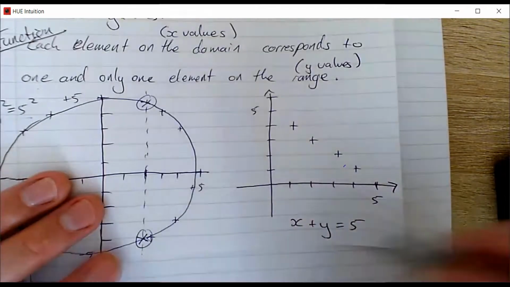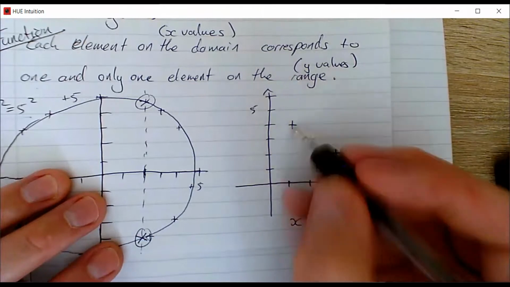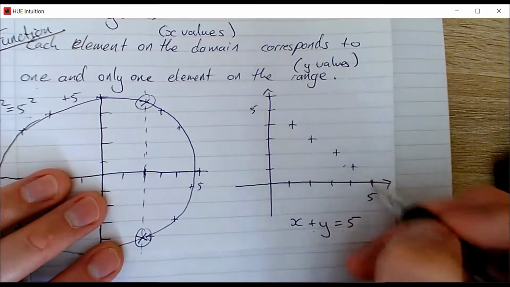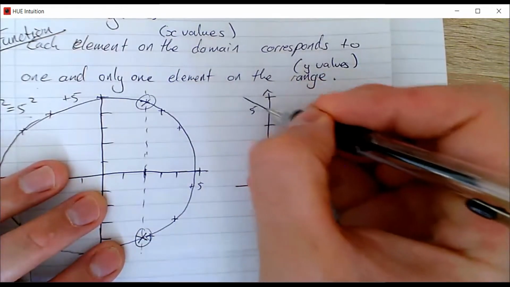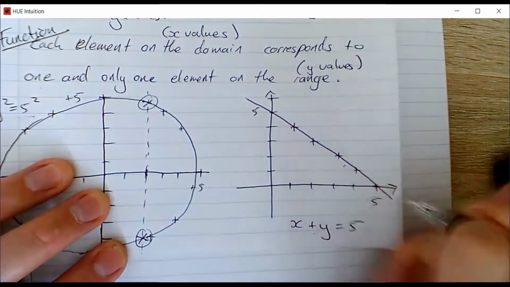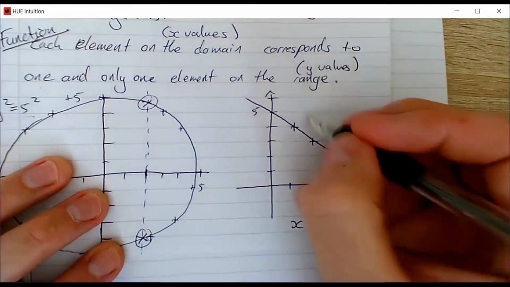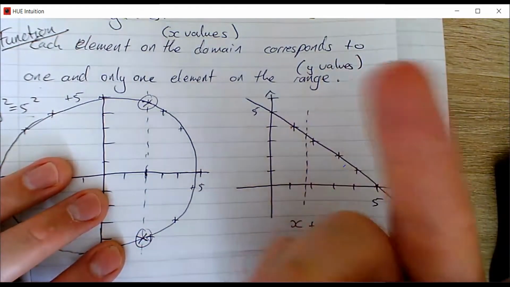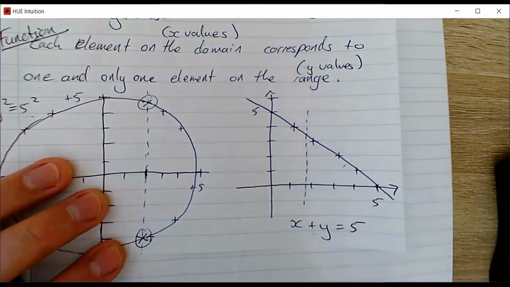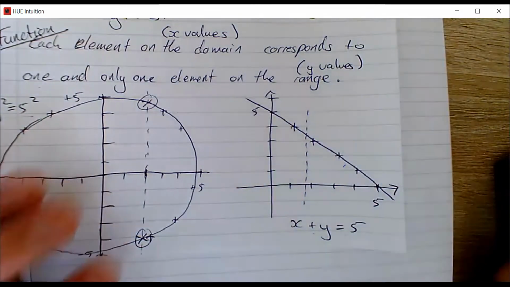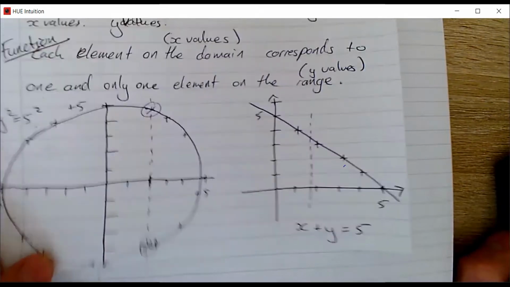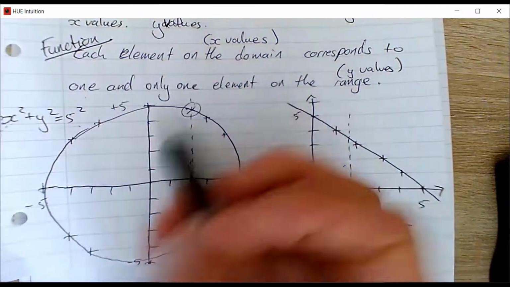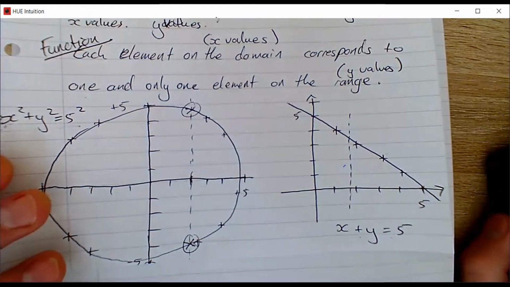Whereas my rule x plus y equals 5 generates the points 4, 1, 1, 4, 2, 3, 3, 2, 5, 0. Okay, and this point 0, 5 is there as well. That's a straight line, which we would have known from junior cert. But again, if you draw any vertical line through it, it only crosses once. It crosses exactly once, we say. So that is a function. Okay, so that's the difference between a function and just a relation or a rule, is that a function has this rule that each element on the domain corresponds to one and only one element on the range.